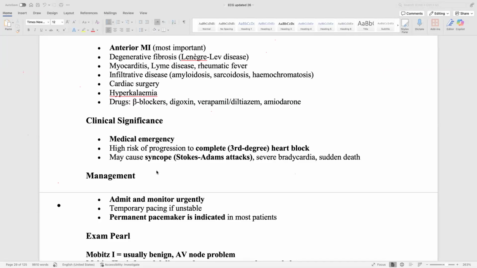What is the clinical significance? It's serious, so it is a medical emergency. Why is it a medical emergency? Can someone tell me? Why is Mobitz type 2 serious? Because it can turn into complete heart block. Yes, it can go to complete heart block.